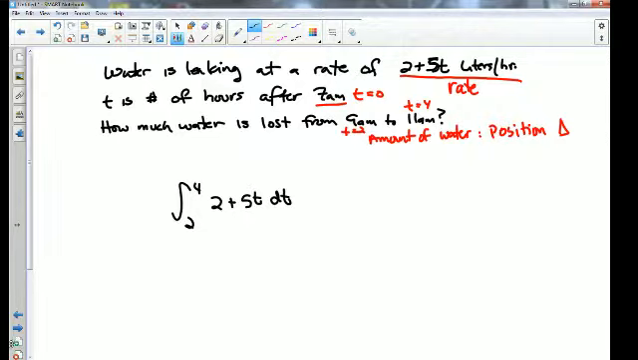I know you can figure that one out. Have at it. What's the antiderivative, Jason?